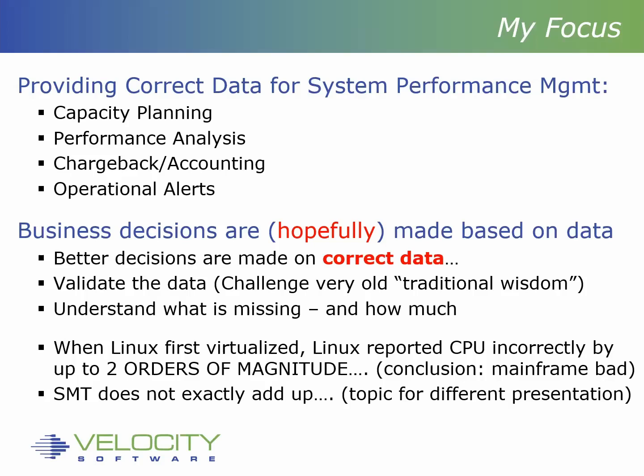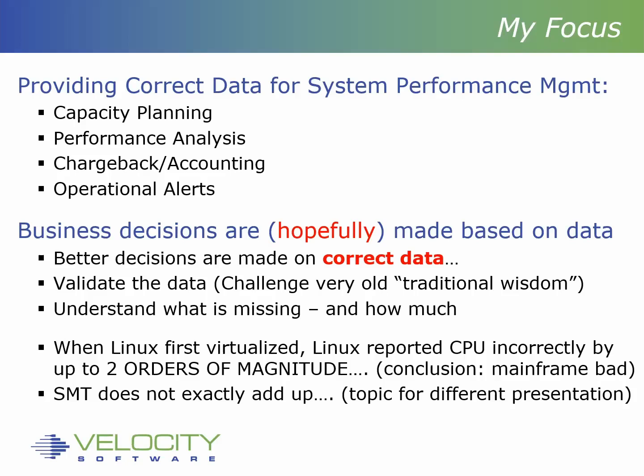Some of the things that I do is challenge some of the old traditional wisdom. Especially when it comes to zOS, when I look at some of the topics out there, when I look at capture ratio, there are some traditional views, and I look at it from my perspective. It's, well, wait a minute, there's something missing. And if there's something missing, how much is it, and what is really causing that?